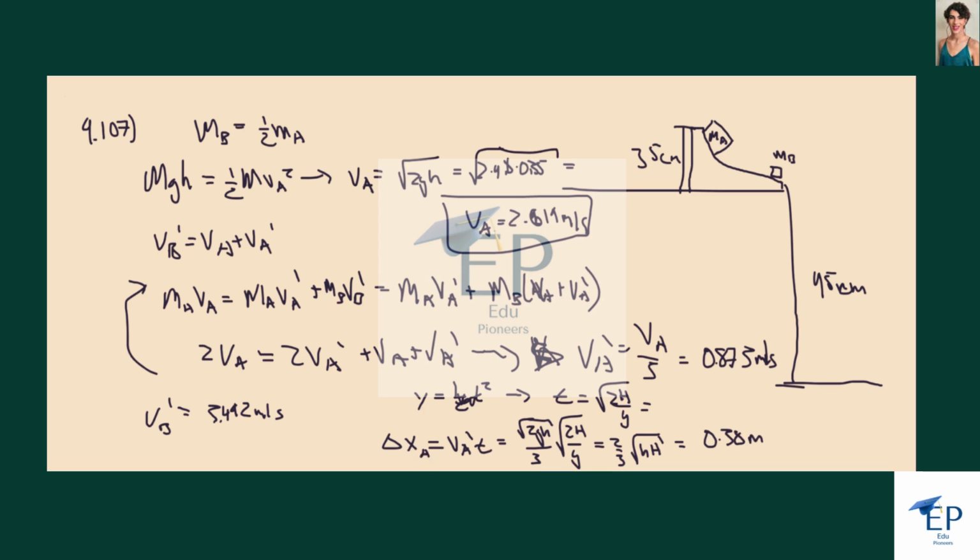And this was for A. We can do the same thing for B, to see how far that travels. And that comes out to be 8/3 square root of h big H, since VB prime is 4 times VA prime, which is 0.38 times 4, and that is 1.5 meters. Cool. So the answer is 0.38 meters and 1.5 meters.